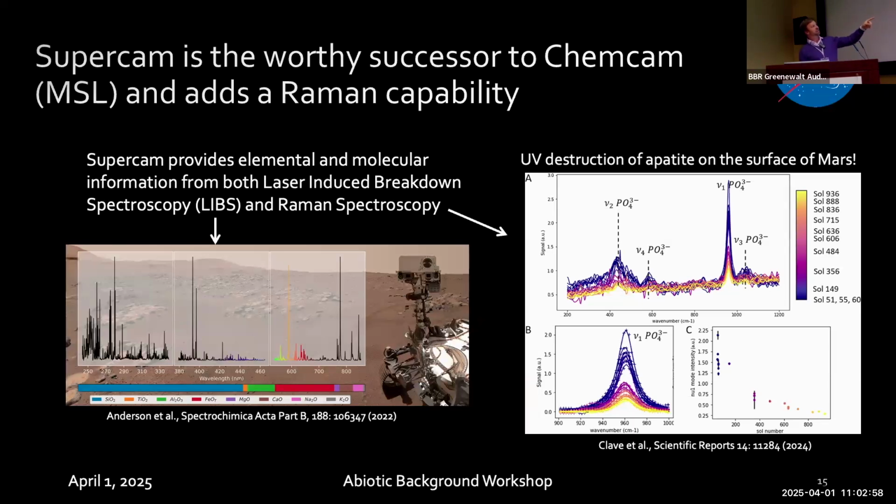And I love the plot on the right there from SuperCam, looking at real-time degradation of apatite over the course of many sols on Mars. Again, it's an unprecedented capability up until these missions. These developments take a while, but they're ongoing, and hopefully these next generation missions will have a broader suite to choose from.